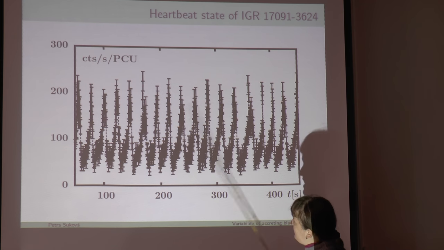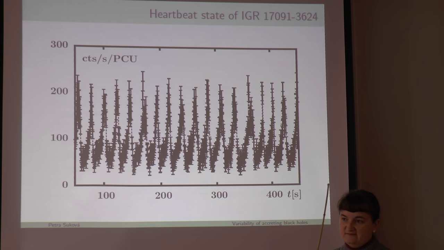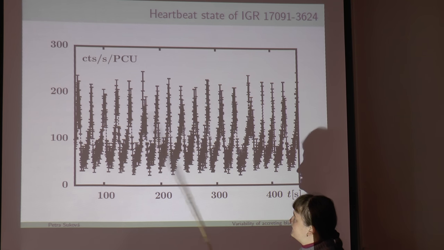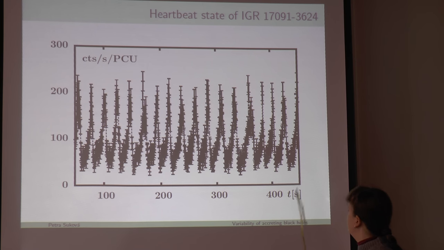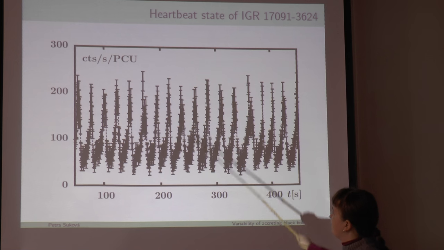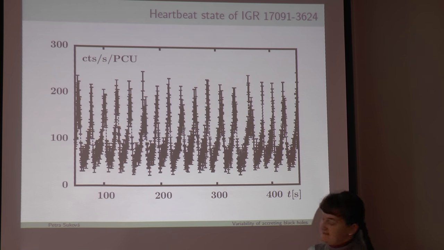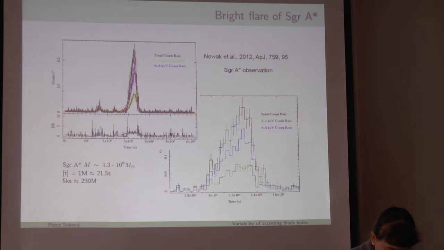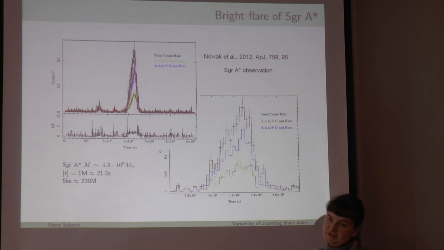And this heartbeat state is similar to the one of GRS 1915, even though these two sources are actually not as much similar. So it is interesting that they show similar behavior. And you can see that on the time scale of about 400 seconds, there are very clear regular outbursts of the source. And the last example is for Sagittarius A star.